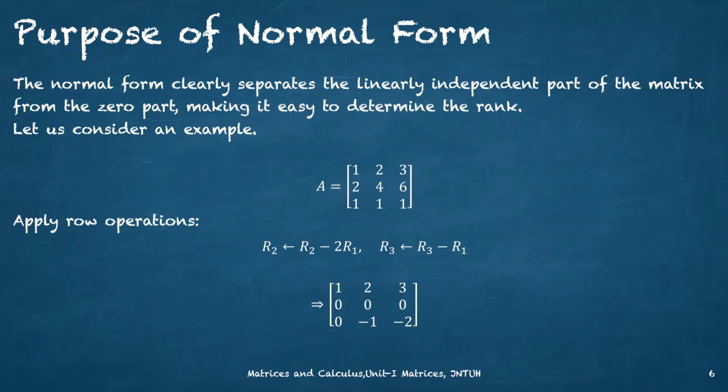The purpose of converting a matrix into normal form is to clearly separate the part of the matrix that has linearly independent rows from the part that is all zeros. This separation helps us easily find the rank of the matrix. Now let's look at an example. We are given a matrix A with 3 rows, 1, 2, 3, 2, 4, 6, and 1, 1, 1. To simplify this matrix, we apply some row operations. First, we replace row 2 with row 2 minus 2 times row 1. Then, we replace row 3 with row 3 minus row 1. After performing these operations, we get a new matrix. Row 1 is 1, 2, 3, row 2 becomes 0, 0, 0, and row 3 becomes 0, minus 1, minus 2. This is a step toward converting the matrix into normal form so we can find the rank easily.